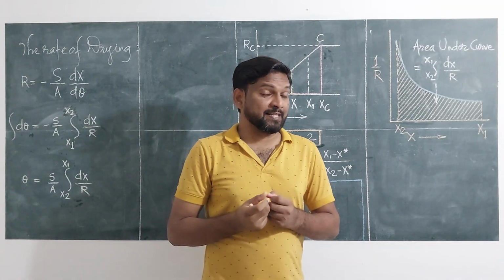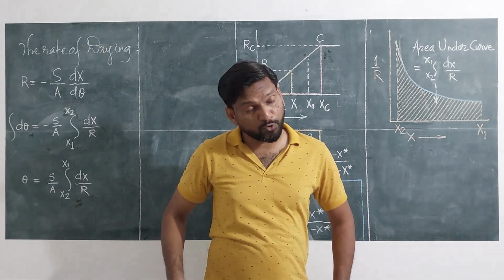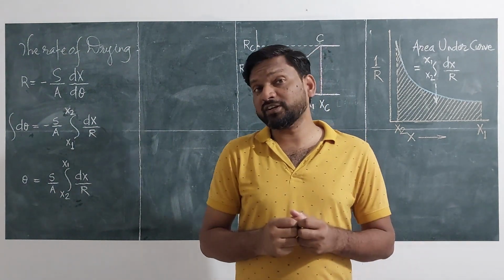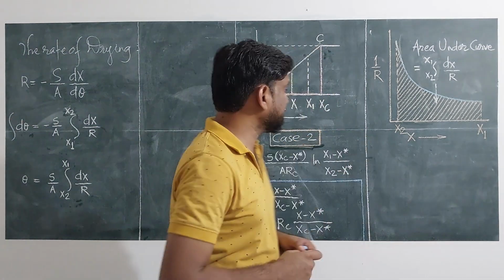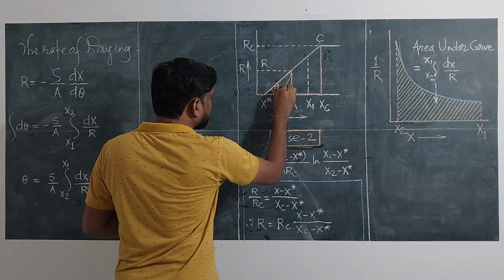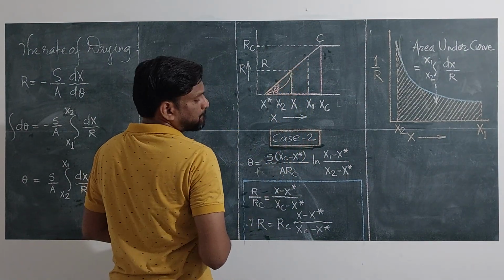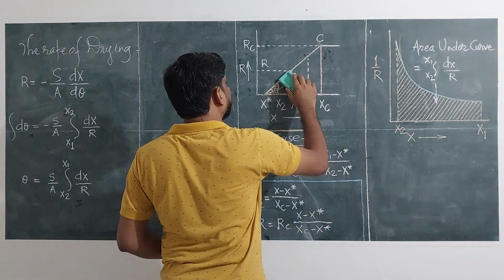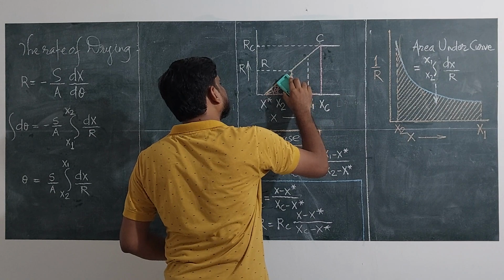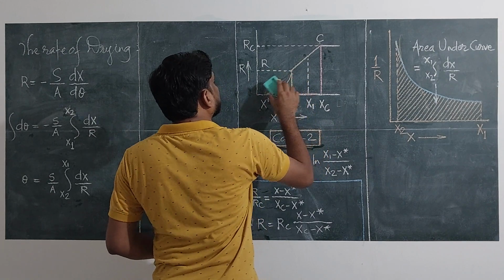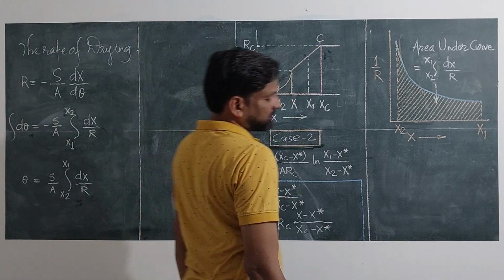What if this line is not continuous? What if this line is partially continuous and partially a curve? Just like this. For example, from this point, if it is a curve, instead of being a straight line throughout, let there be a curve like this.